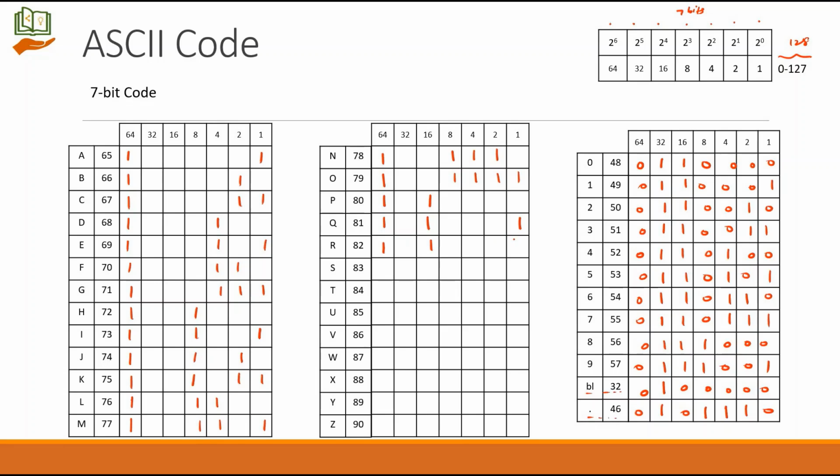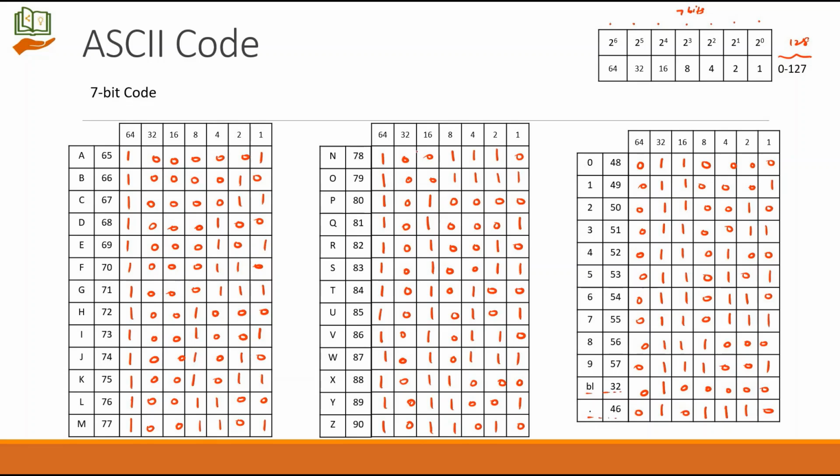For 82 we are placing in 2. For 83 it is 3. 84 it is 4. 85 it is 5. So 64 and 16 is 80. We are just marking for 6 alone. Here for 7. Here for 8. Here for 9. Here for 10. You can check this at your convenience. So I have added zeros in the remaining spaces.